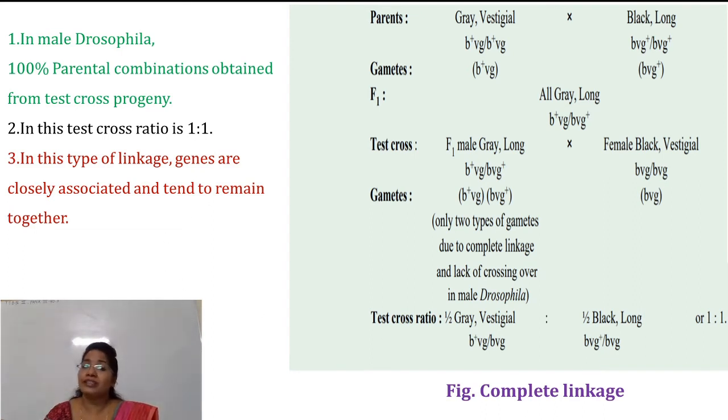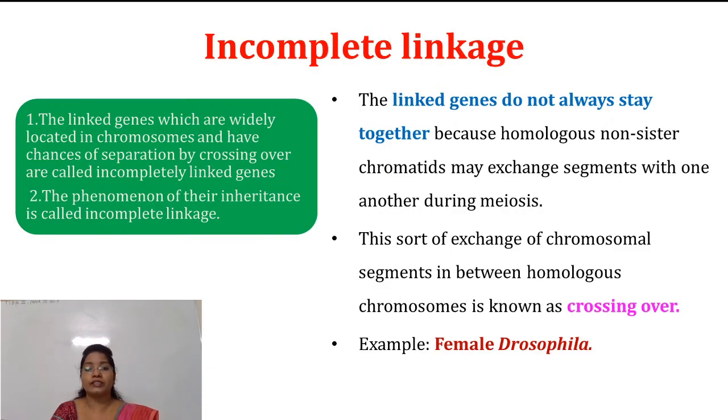So why does this happen? Because in this type of linkage, the genes are closely associated with each other and tend to remain together in the next generation also. So only parental combinations are there, no new combinations, and there is no crossing over. Such a type of linkage is called complete linkage, due to the complete absence of crossing over. Next is incomplete linkage.